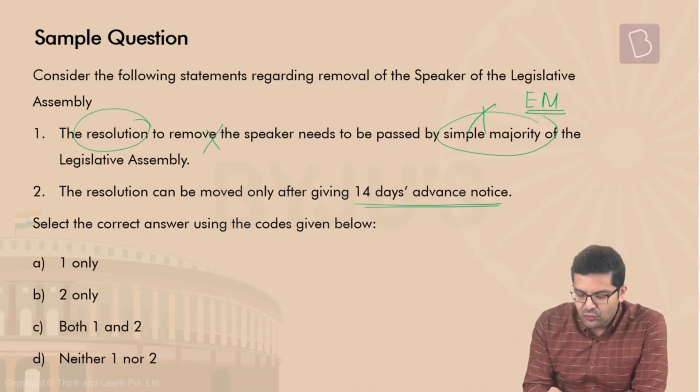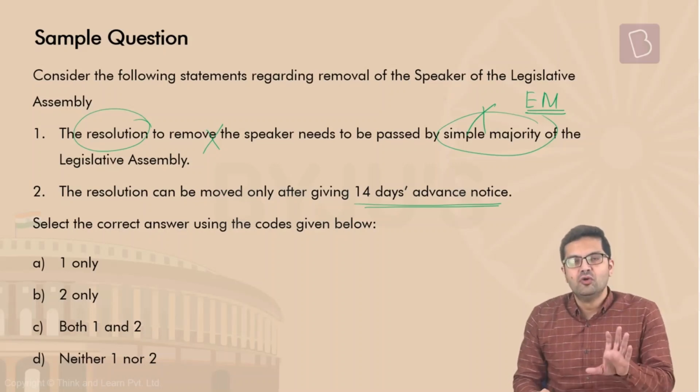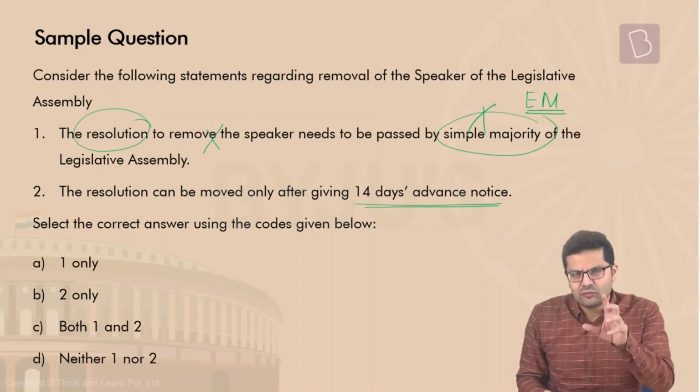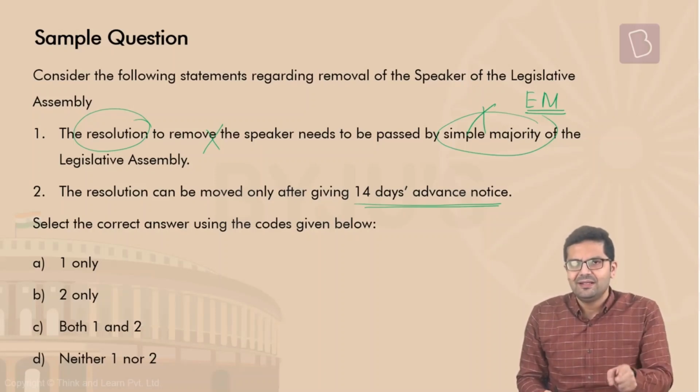Let's come to the resolution can be moved only after giving 14 days advance notice. What is this advance notice? This advance notice is to inform the House that I want to move a resolution to remove the speaker with proper reasons. I feel there are some allegations, some conditions. The person who continues to hold the post may not be doing justice to the post. He or she, by virtue of holding the post, is affecting the dignity, the decorum of the House. He or she needs to go.